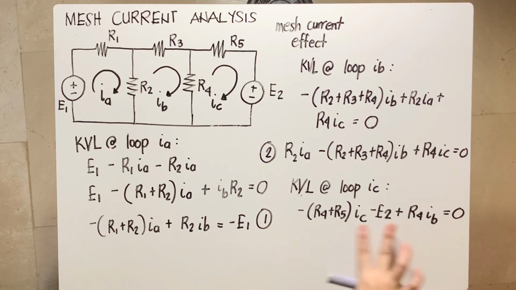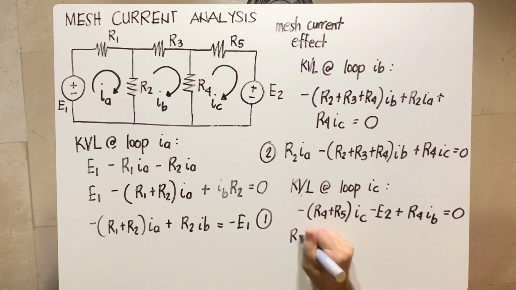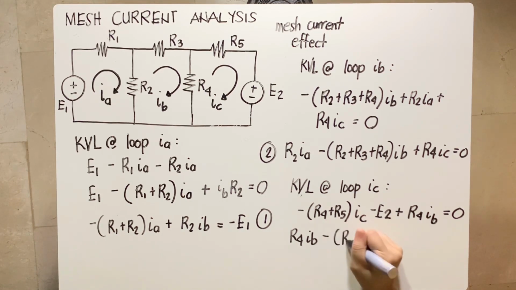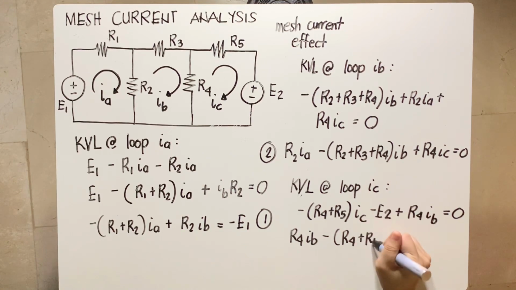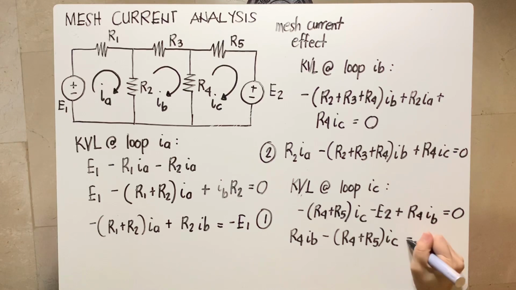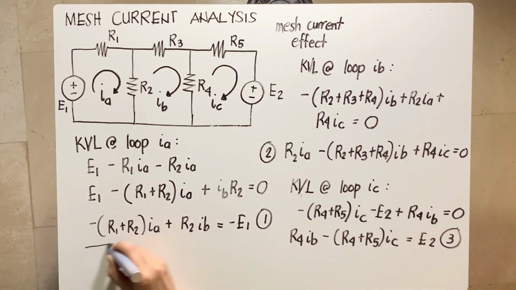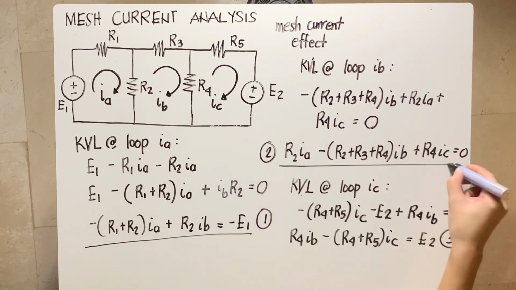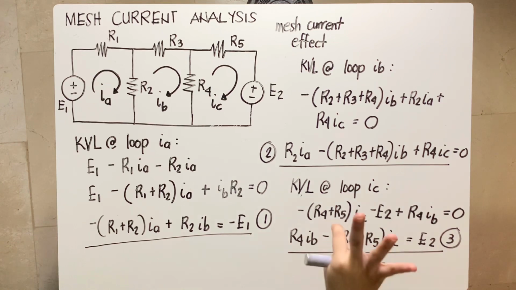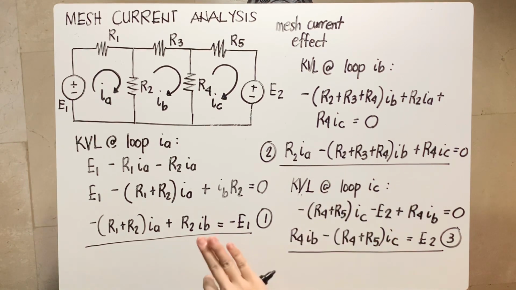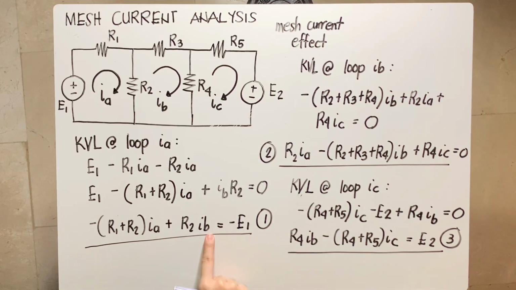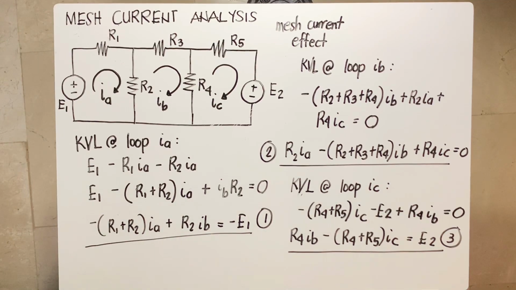Okay, so we're going to rearrange again. This will be R4 IB minus R4 plus R5 IC. And then if this is constant, we transpose it to the right. So let's assume it's constant. Positive V sub 2, and there you have it, your third equation. So yung tatlong equations natin po ay ito, at ito. So with 3 equations, 3 unknowns, kuha natin agad yung value ng IA, IB, and IC.